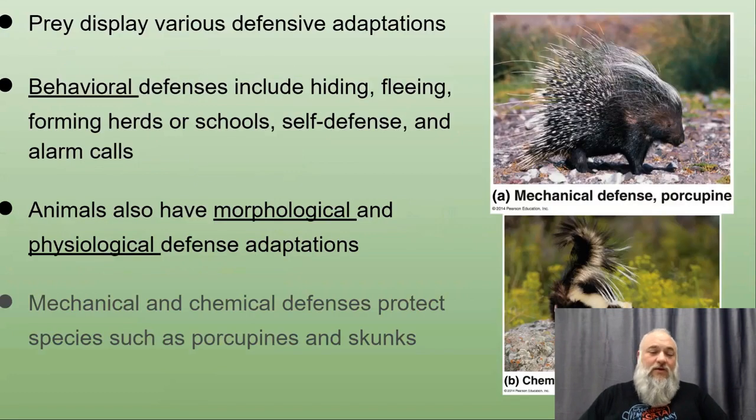Okay. Prey, on the other hand, have different defense adaptations. Behaviorally, they could be hiders. They could run fast. They could form herds or schools where the weak get called out anyway. They can have alarm calls, like those Belding's squirrels we talked about before, or morphological and physiological defense adaptations, like morphological is the spine, physiological is the smell of the skunk, different things to stay alive.